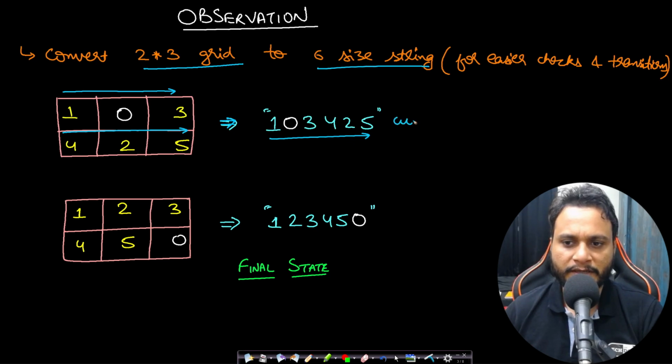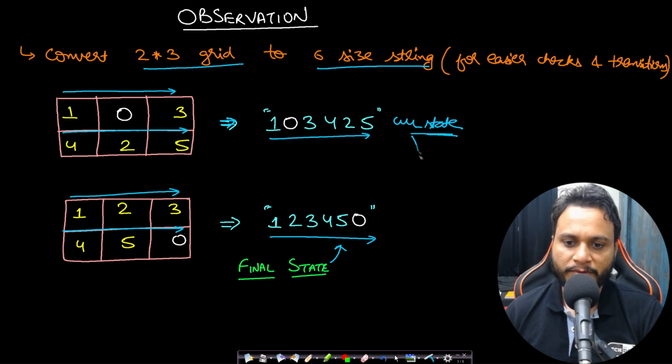So this is, let's say, your current state, and you will always have the flattened string for the final state, which will be 1, 2, 3, 4, 5, 0. This will always be the final state. So our goal is to transition from the current state to the final state.